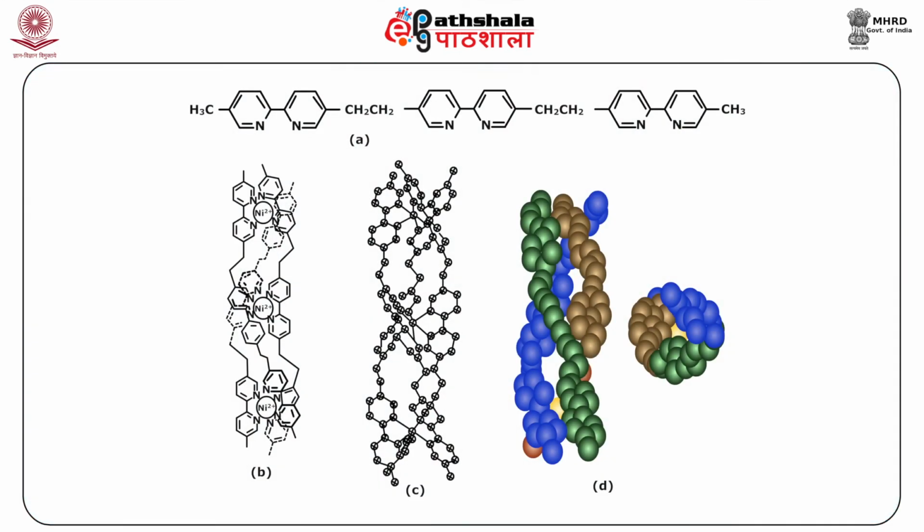A trinuclear triple helical complex, also shown in the figure, is indeed formed spontaneously by self-assembly from 5,5'-disubstituted tris-bipyridine strands and three nickel(II) ions. Now, it is clearly shown in this figure how this complex is formed.